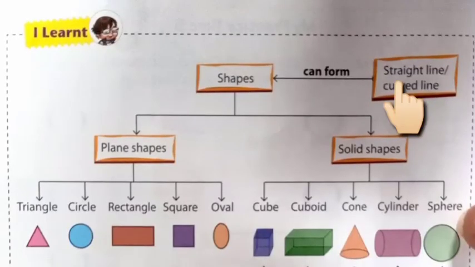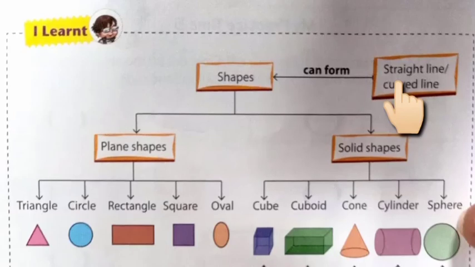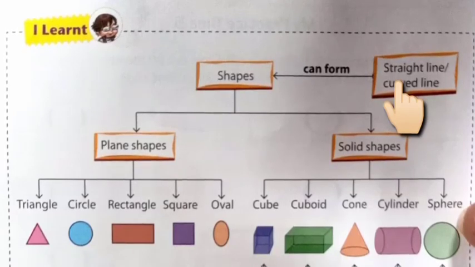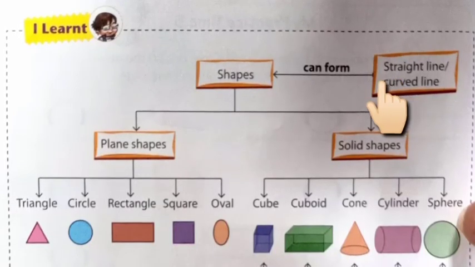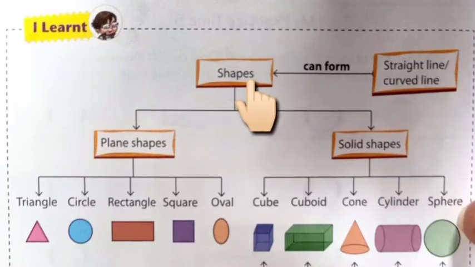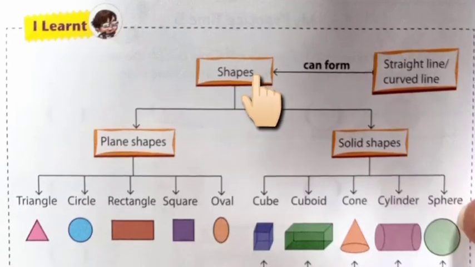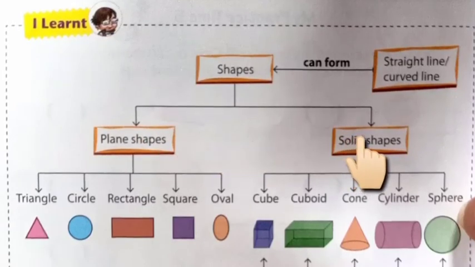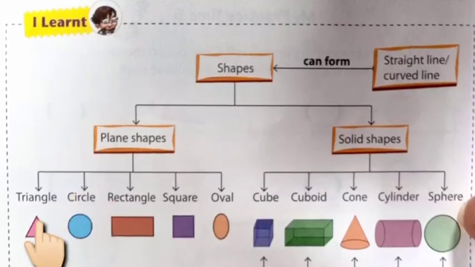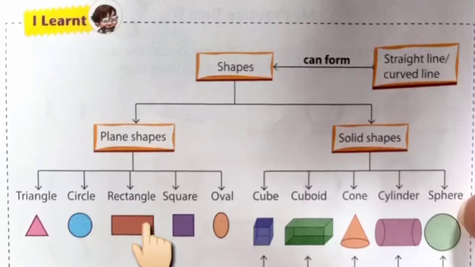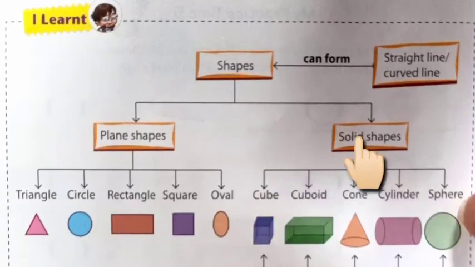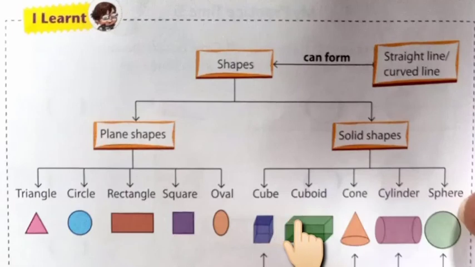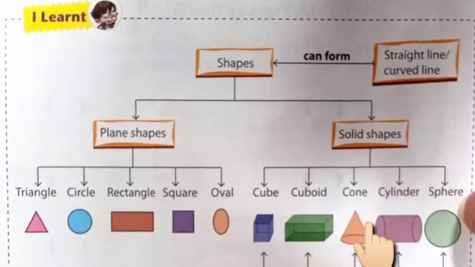Okay, let's recall what did we learn. So let's recall that straight lines and curved lines can form shapes, and shapes can be of two types. Number one, plane shapes, and number two, solid shapes. Plane shapes include triangle, circle, rectangle, square, and oval, whereas the solid shapes include cube, cuboid, cone, cylinder, and sphere.